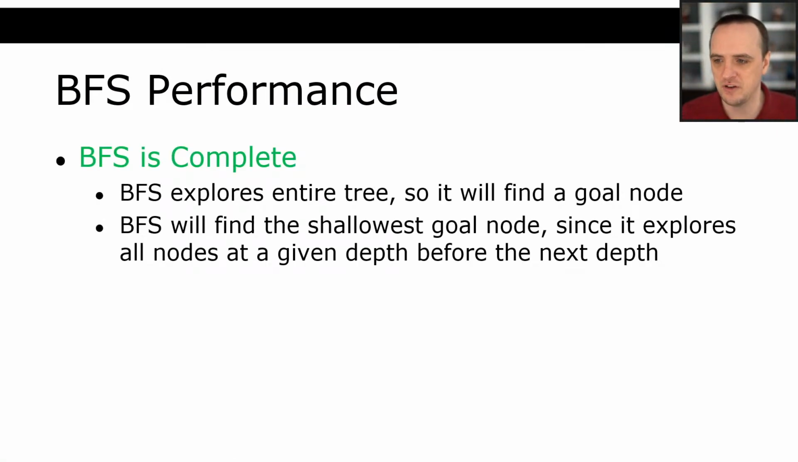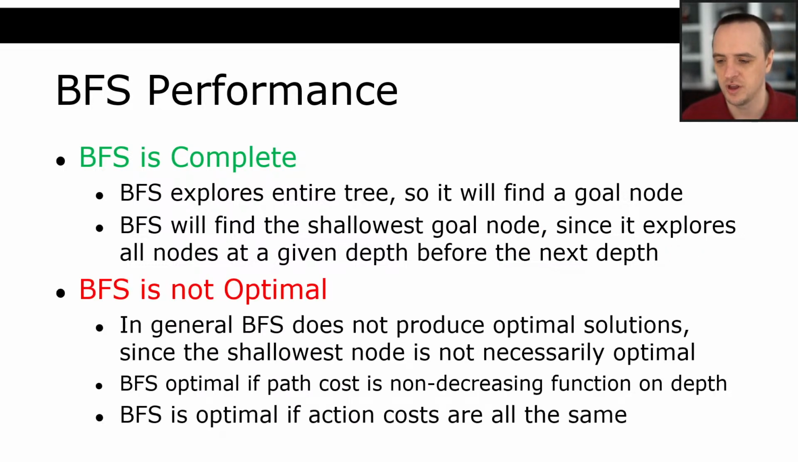So properties of BFS: it is complete, which is great. It explores the entire tree, and so if a goal can be found, it will be found. BFS will find the shallowest goal node, since it explores all nodes at a given depth before the next depth. But something that's really important is that BFS is not necessarily optimal, okay? In general, BFS does not produce optimal solutions, since the shallowest node is not necessarily optimal. It is optimal if the path cost is a non-decreasing function of depth, and BFS is optimal if all action costs are the same.